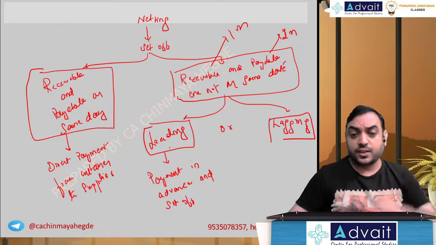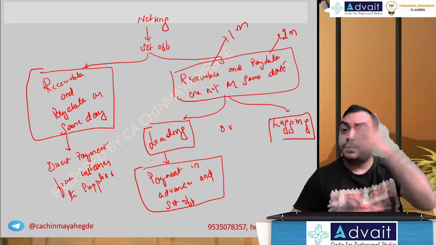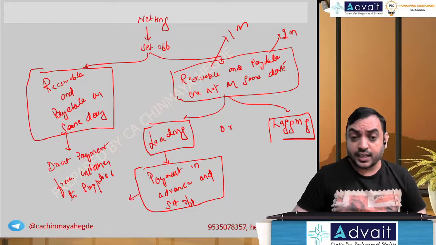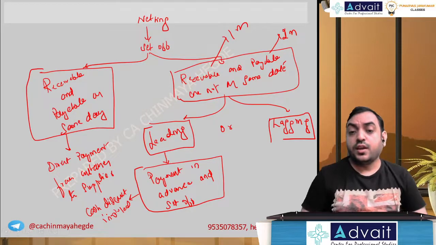Payment in advance, making it equal, and then you do set off. That is, you ask the customer to make the payment to the supplier. But here there will be a cash discount involved, you should be careful.